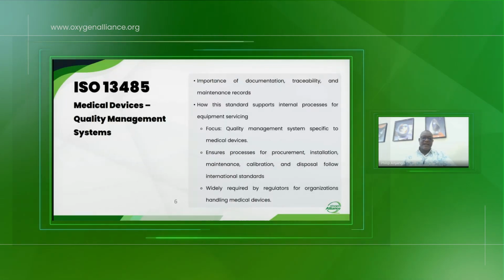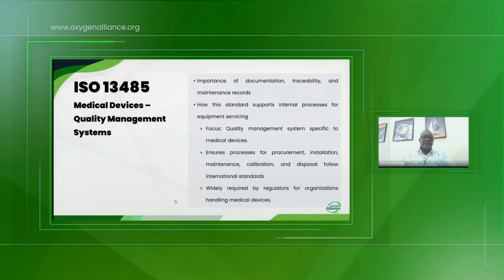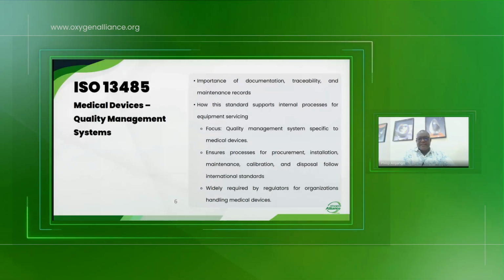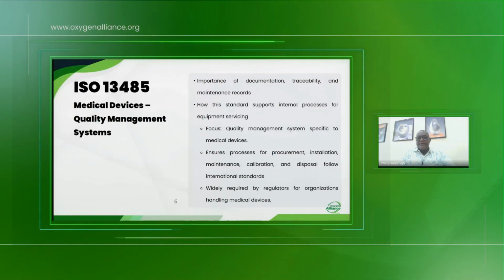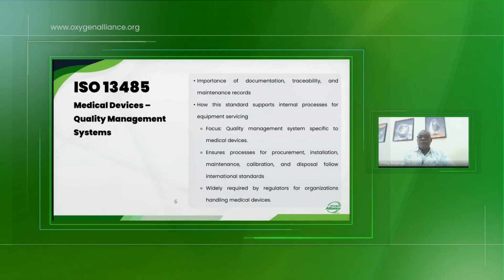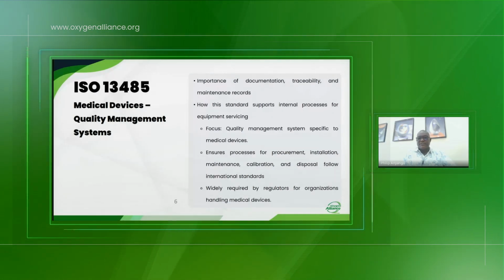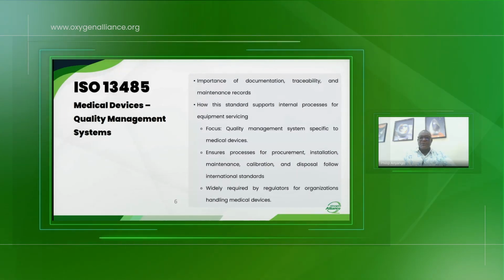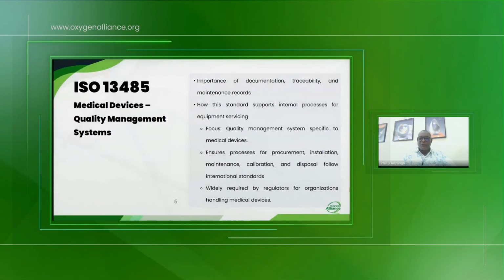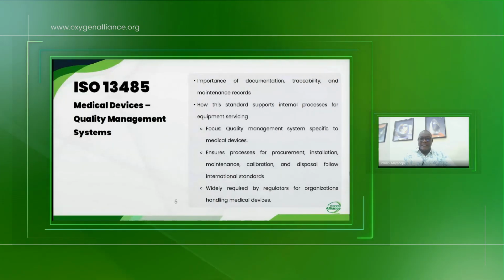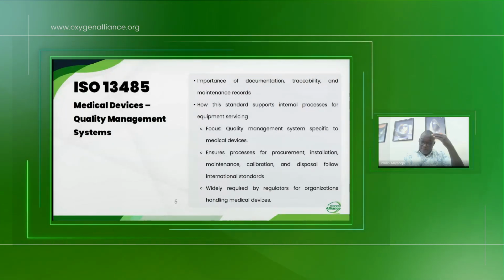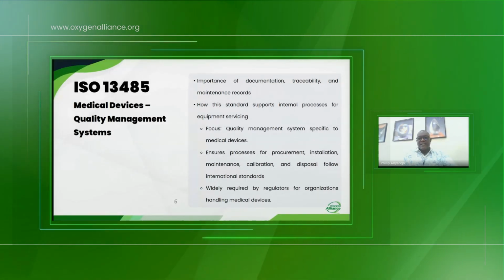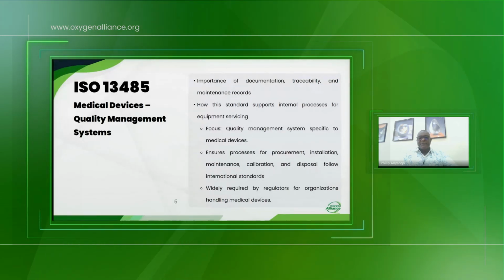These are the ISOs that are involved in medical equipment management. Number one, ISO 13485, a medical devices quality management system. This ISO stresses the importance of documentation, traceability, and maintenance records. If you implement this ISO, you can trace the location of the equipment wherever it is, or wherever it is transferred, from the time of the manufacturer. If you are compliant to this ISO, wherever your equipment is, it can be easily tracked.